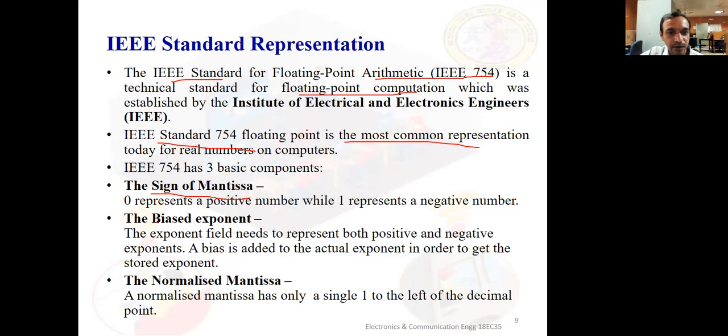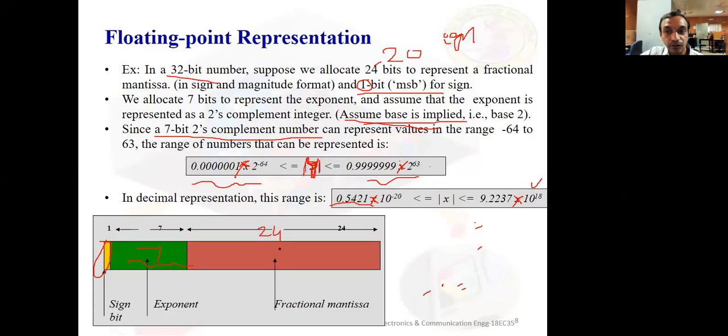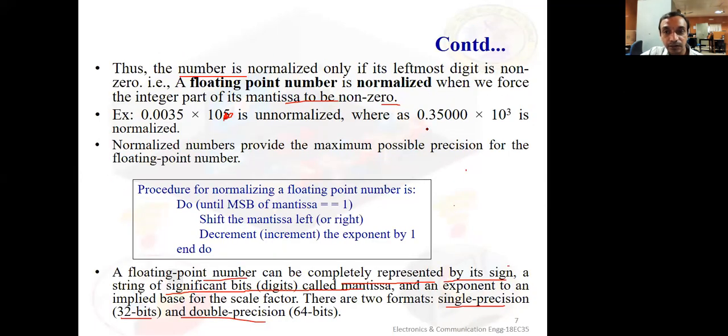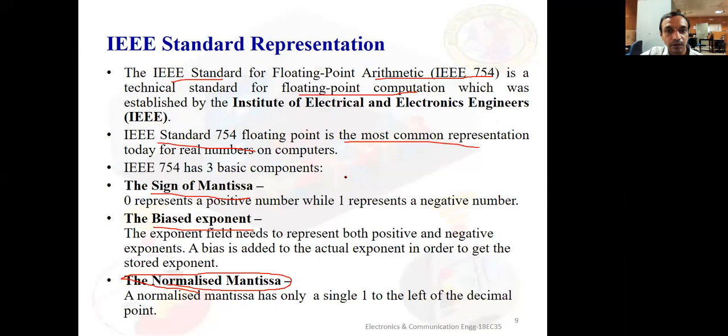What you have is a sign bit, then the exponent, and then the normalized mantissa. What is the normalized mantissa? As I said earlier, you should have a non-zero digit before the binary point or the decimal point. This is unnormalized. Then there is something called a biased exponent.